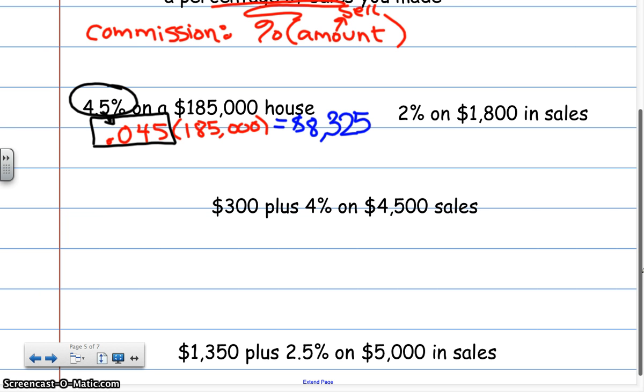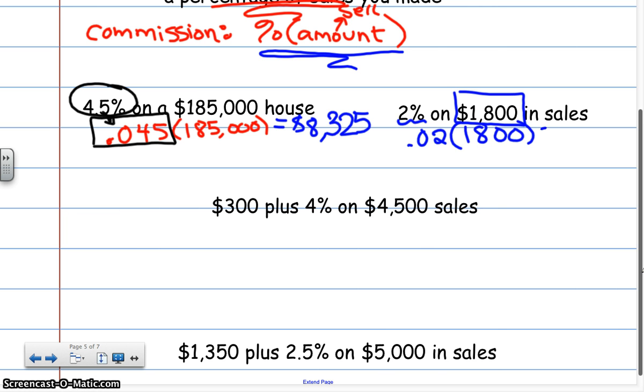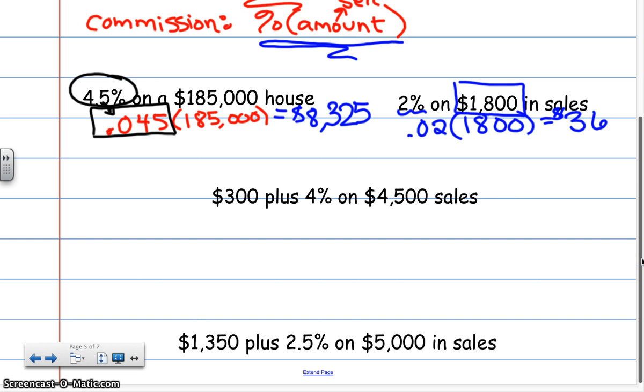All right, let's pretend we're a college student though, a real life example. And let's pretend we work at Best Buy or something. We earn 2% commission based on our sales, and we, in 1 weekend, sold $1,800. How much did we earn that weekend? So we do our percent times our amount. So our percent is 0.02 times our amount is the 1,800, and that is $36. That's not very much, huh? Hopefully you have a base rate. That means something you get paid alongside it.